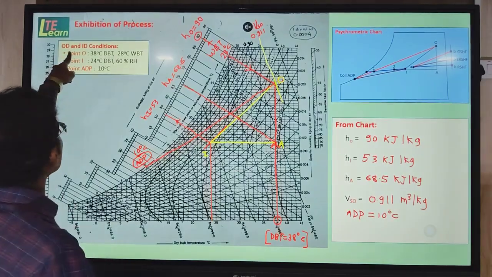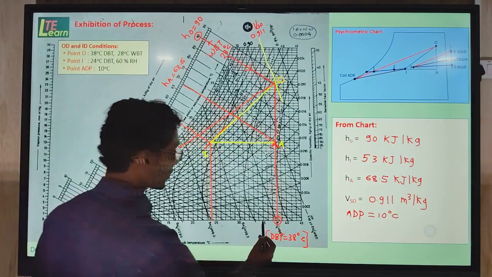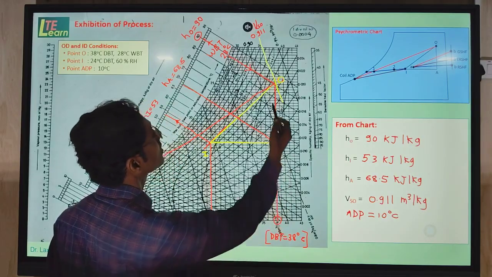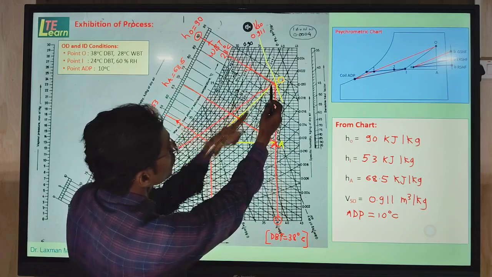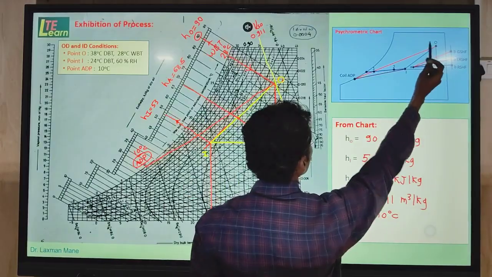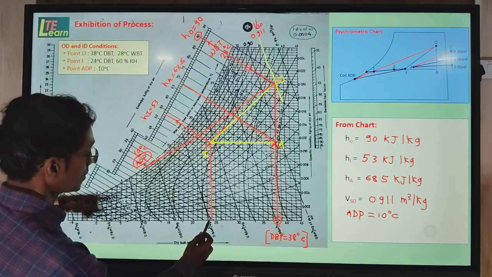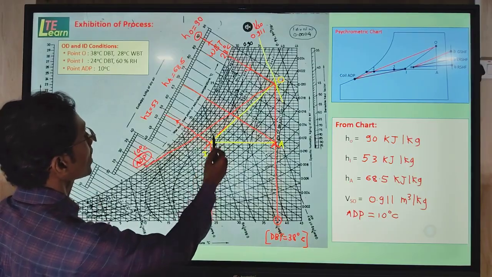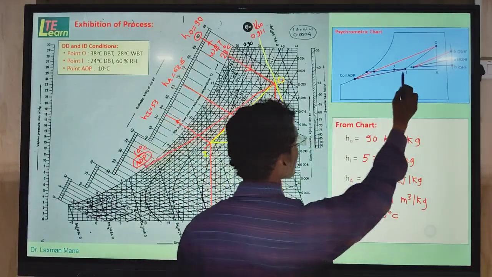So here, as per the given data, outdoor condition is 38 degrees Celsius dry bulb temperature. So here is 35, here is 40. So here 38 comes, 38 degrees Celsius dry bulb temperature and 28 degrees Celsius WBT. Combination of these two, we get point O, that is the outdoor condition O shown here. Then indoor condition means room condition, 24 degrees Celsius DBT, which is here. In combination with the 60% RH line, this line, at the intersection we find point I as shown here.